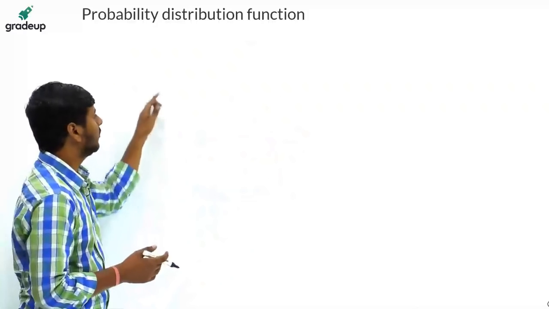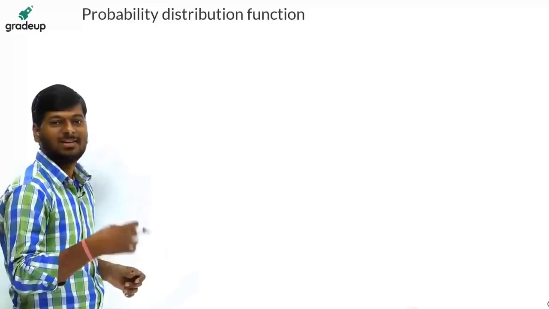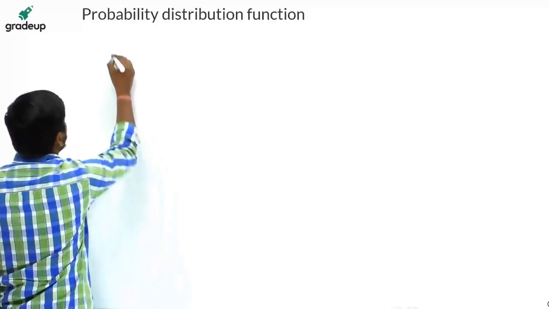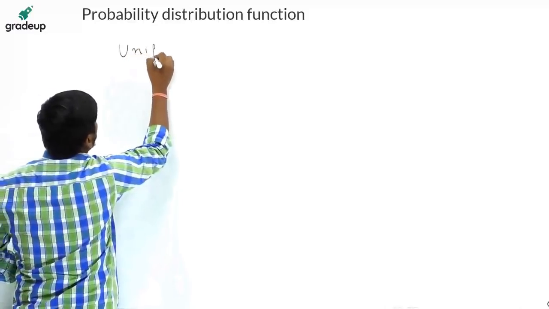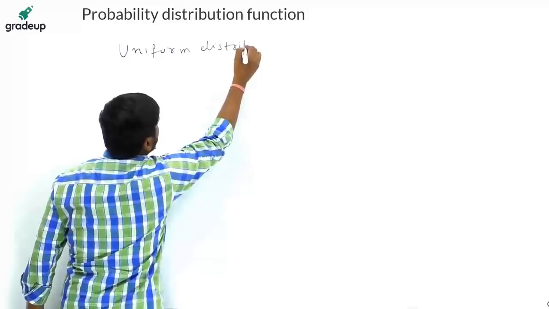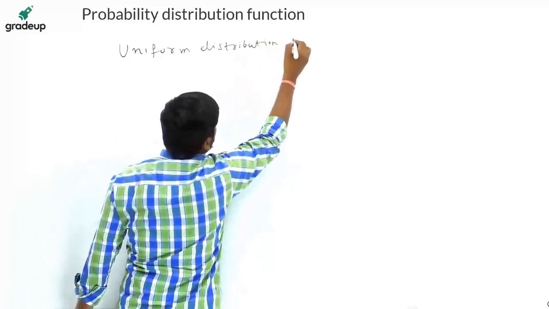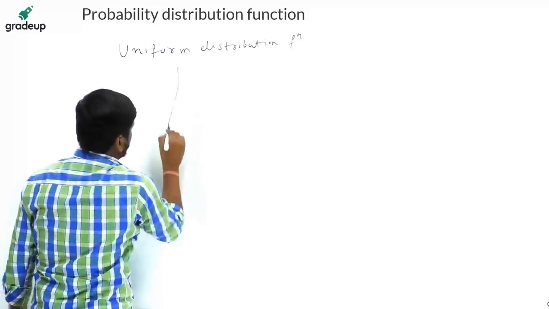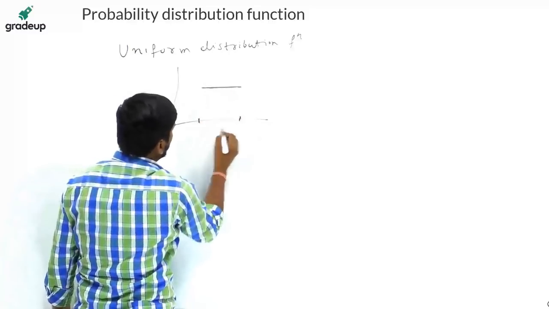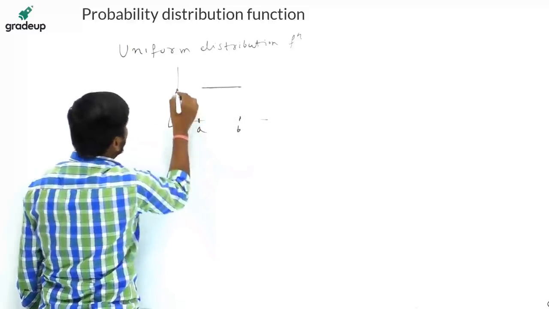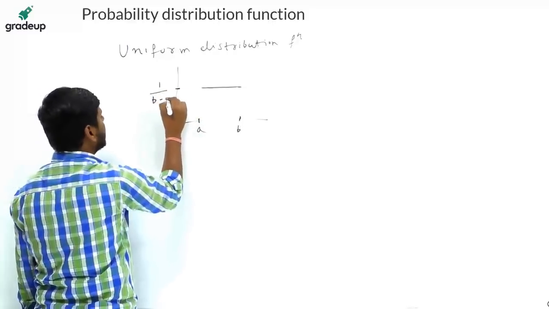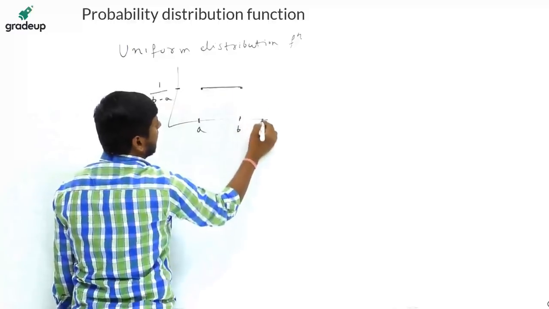So I have already started the exponential distribution function, then I remembered I forgot to tell you about the uniform distribution function. So let's quickly see the uniform distribution function. This is a very simple function. Suppose the random variable is from a to b, and this value will be equal to 1 divided by b minus a. Okay, this is the function.